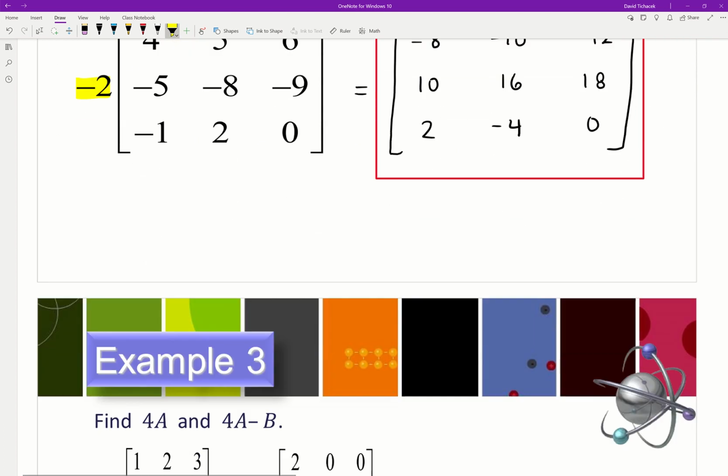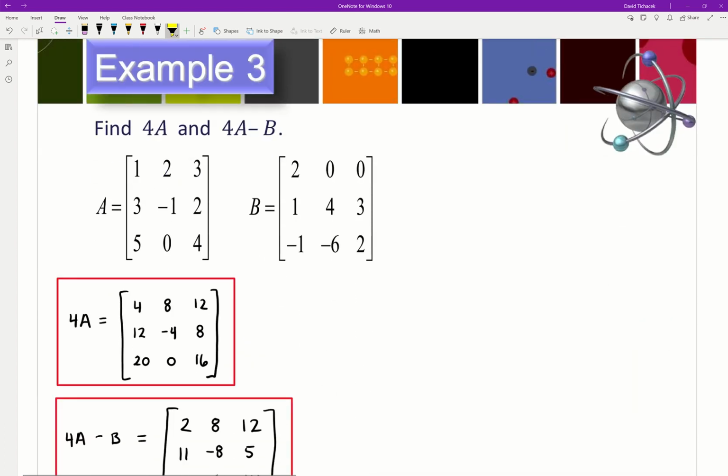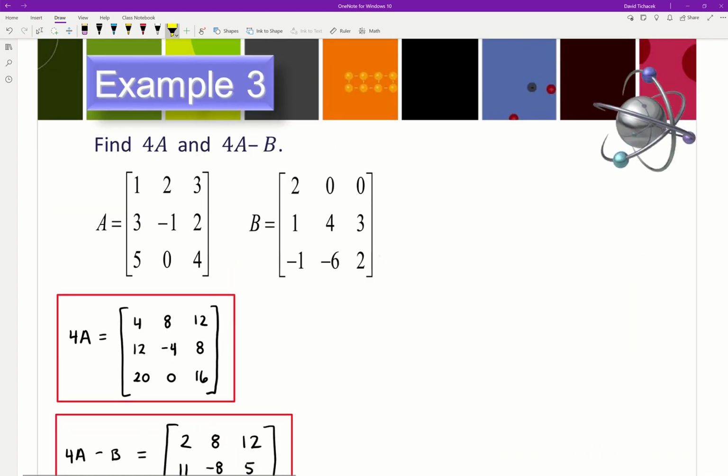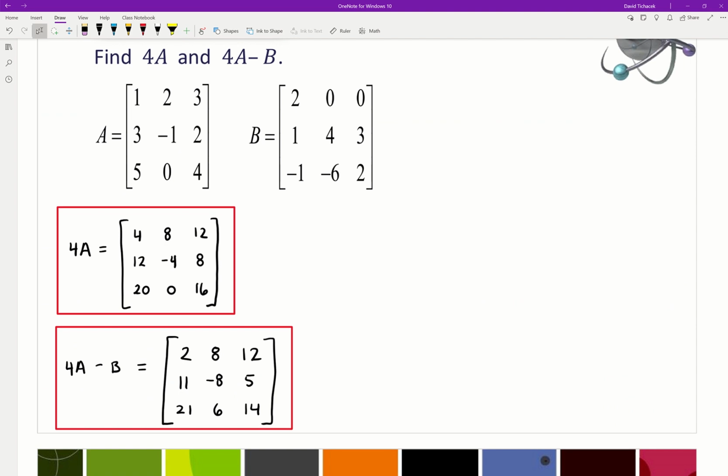As I move on here, the only thing that I want to stress is that you just need to pay attention to what it is you're being asked to find. For example, here they're asking you to find 4 times A. That just simply means take the scalar 4 and multiply it times all the corresponding entries of A, and then write those new entries in their corresponding positions, and that'll be your new matrix.